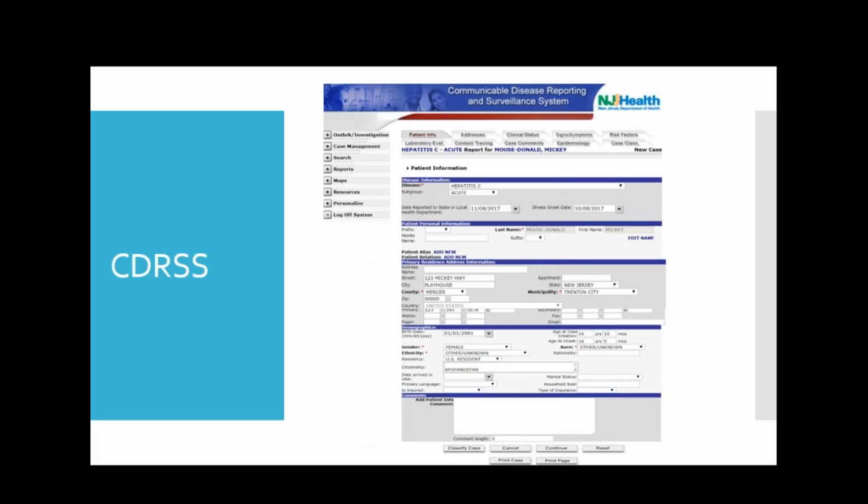Now, the Communicable Disease Reporting and Surveillance System, CDRSS, is the main tool used to capture and report details of a positive hepatitis C case. Some participants on this webinar do have access to CDRSS and use it on a regular basis. Please note, though, that we are in the process of a CDRSS redesign, and so this interface will look a bit different in the redesign scheduled to be rolled out in 2018.